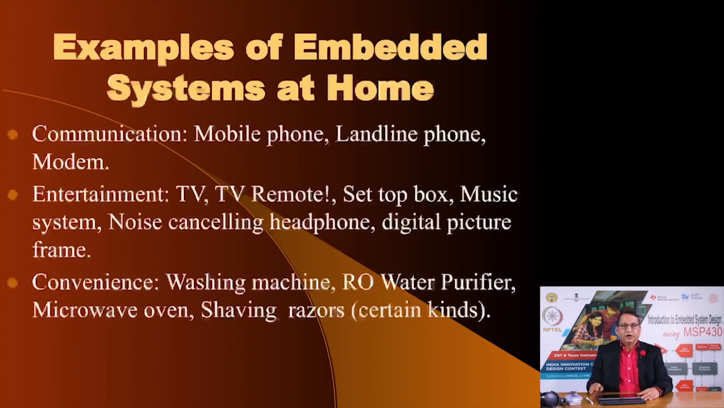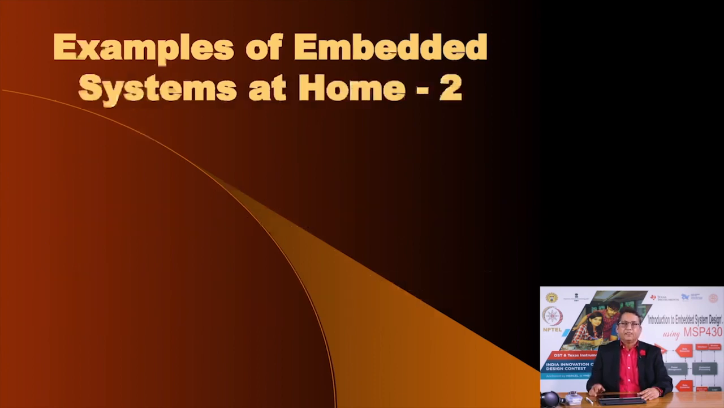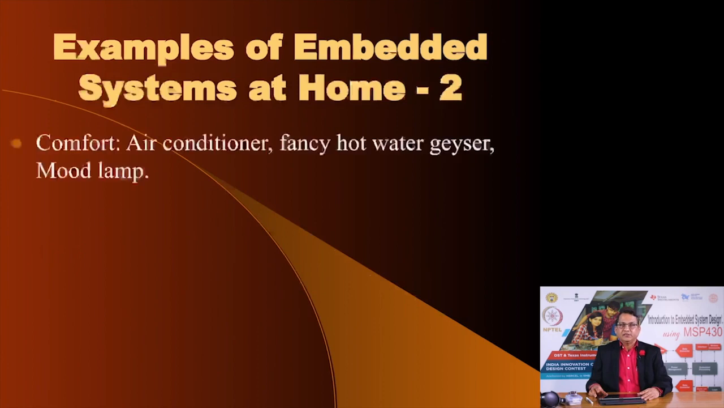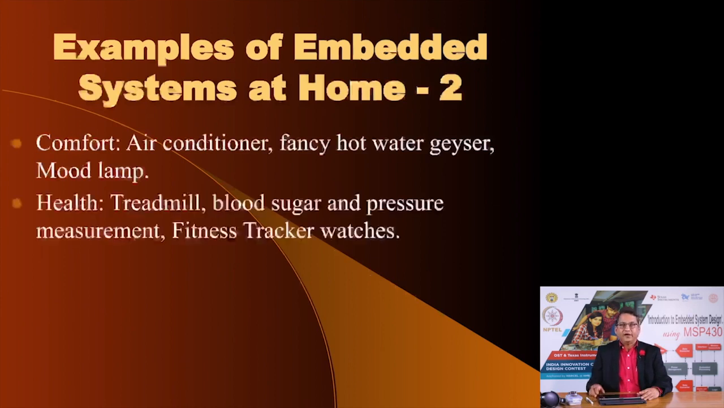Then for comfort, we have air conditioners. These days you get fancy water heaters, where the heater conveys the water quality and water temperature by changing the color. We have mood lamps. Then for health, we have treadmills, fitness tracker devices, blood pressure measurement, and blood sugar measurement. For utilities, we have electricity meters.